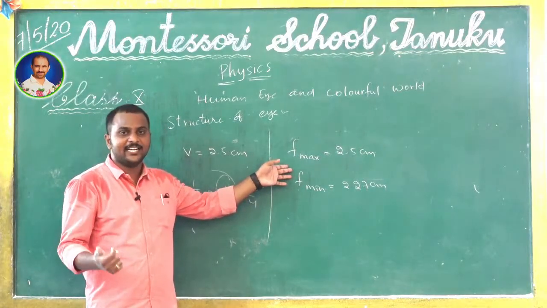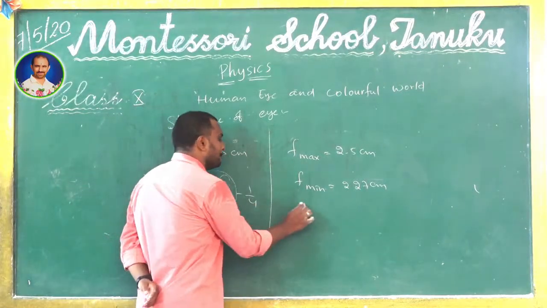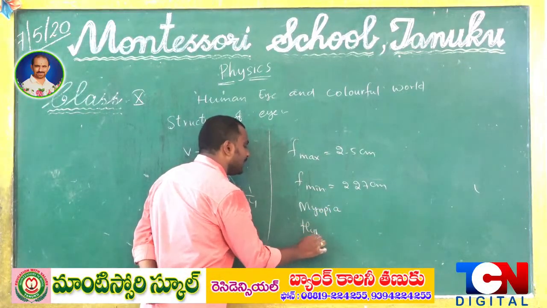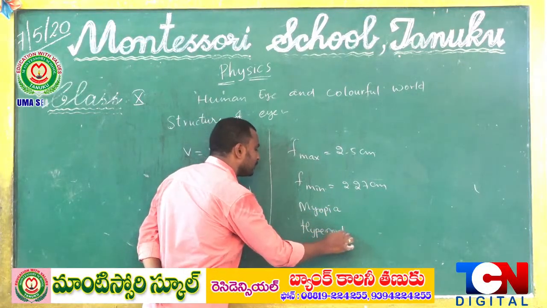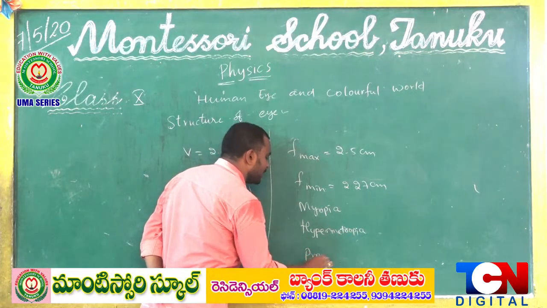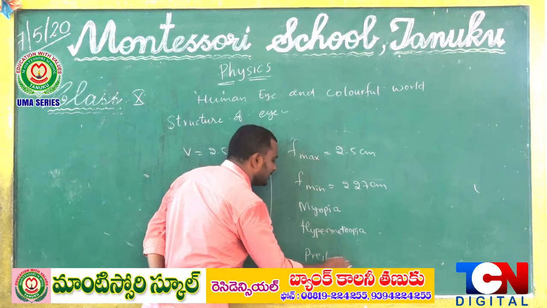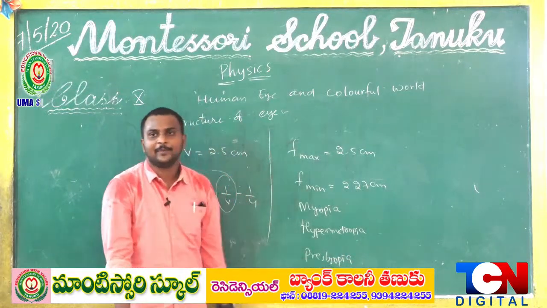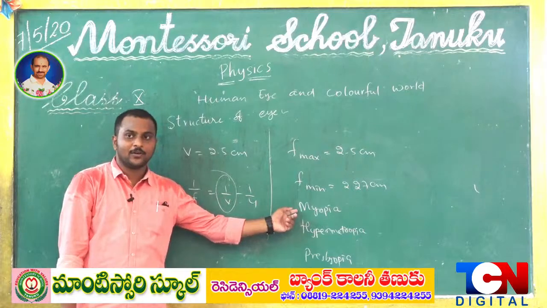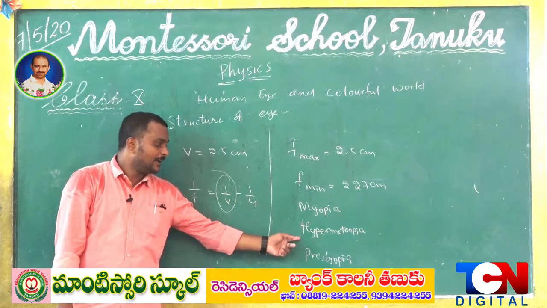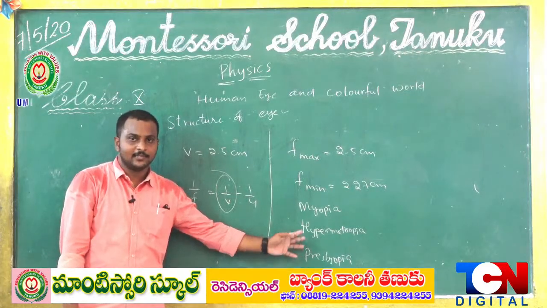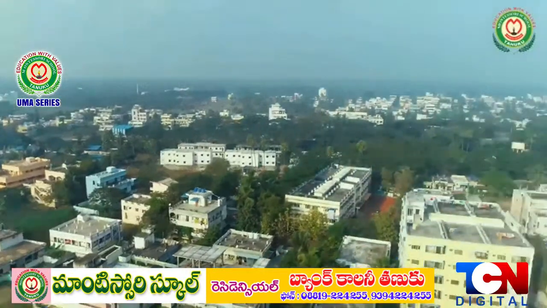our body may suffer with different defects. These defects are myopia, hypermetropia, and presbyopia. So myopia we call it as short-sightedness. Hypermetropia we call it as long-sightedness. Presbyopia we call it as the combination of both myopia and hypermetropia.